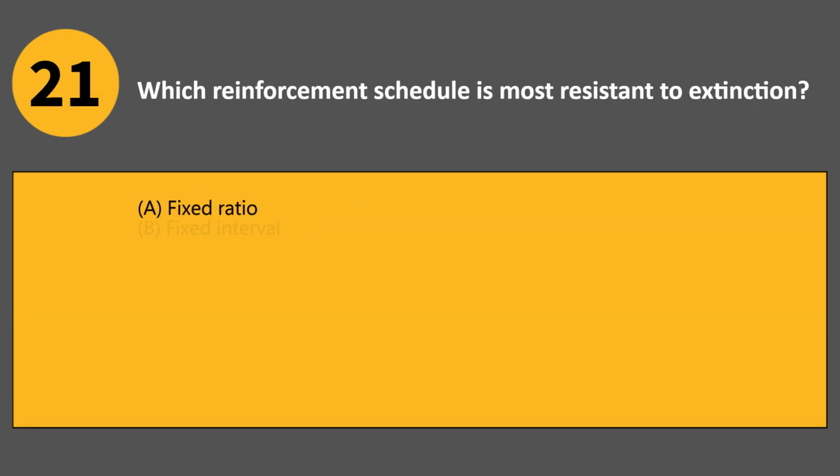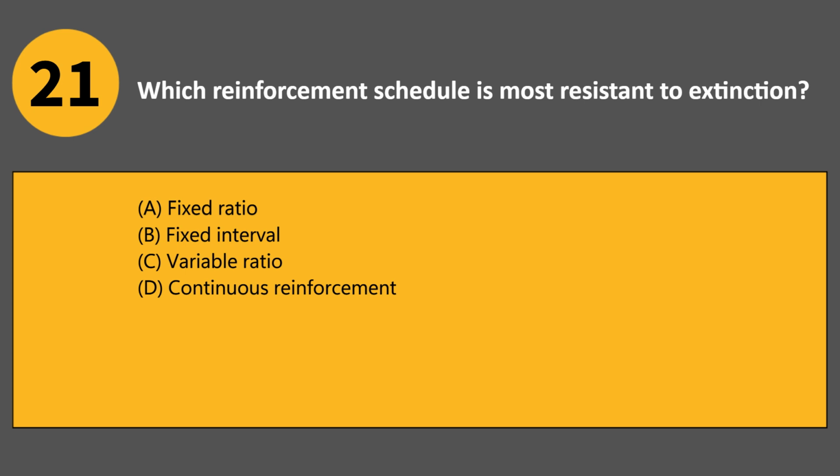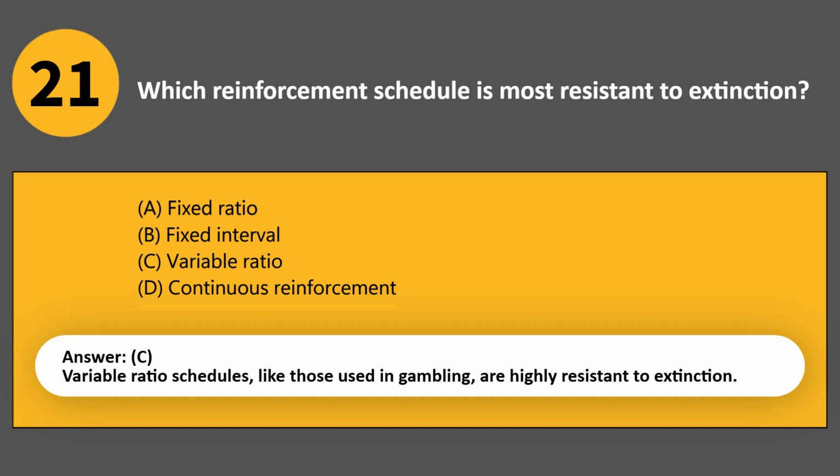Which reinforcement schedule is most resistant to extinction? A. Fixed ratio. B. Fixed interval. C. Variable ratio. D. Continuous reinforcement. Answer: C. Variable ratio schedules, like those used in gambling, are highly resistant to extinction.